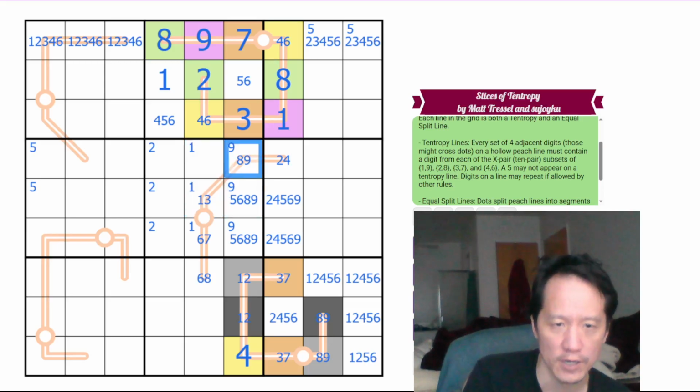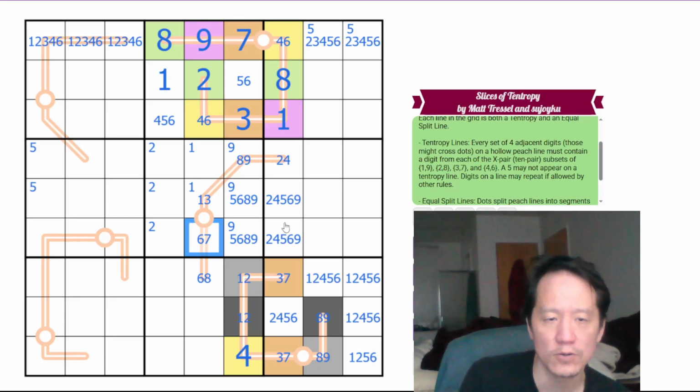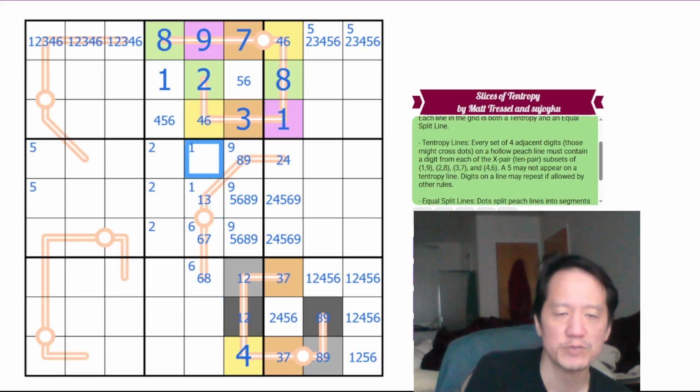This is 8 or 9. This is 2 or 4. This is 1 or 3. So this can never be 1 here. So one of these is a 6 no matter what. Which means this can't be 6. So this must be 4, which makes this a 6 here.